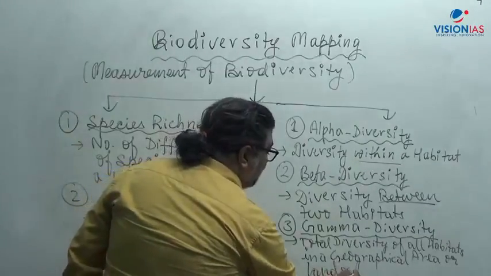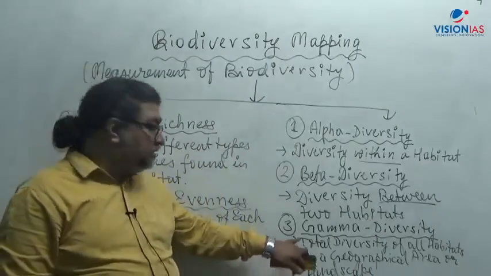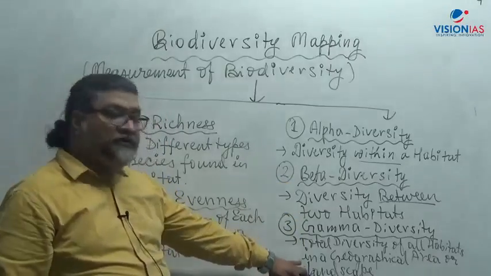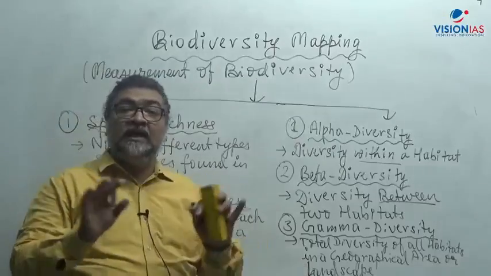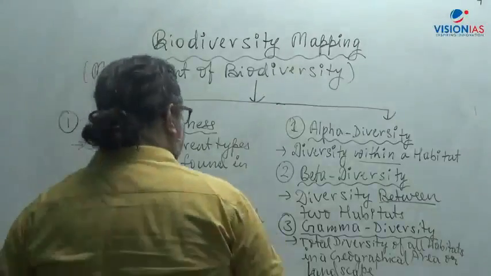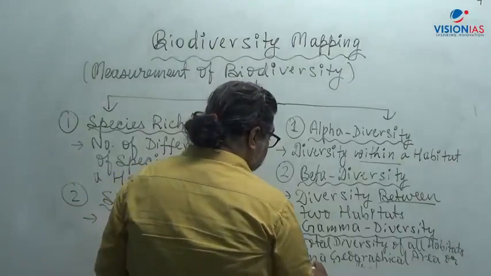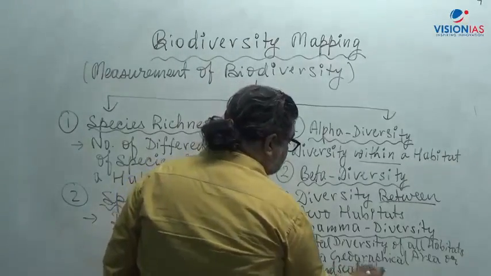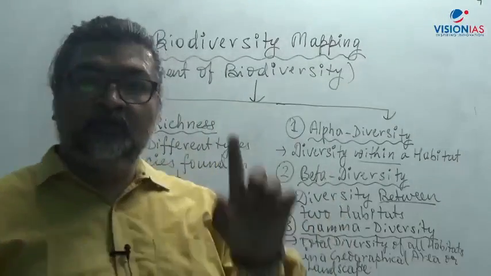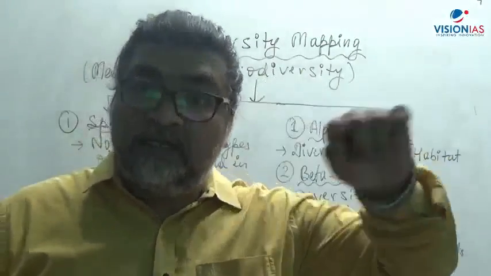The landscape can be a mountain, a coastal area, or an island. What is gamma diversity? That is the total diversity of all habitats. You take all the habitats in a geographical area or landscape. The last word, which you are not able to see, I'll read out: total diversity of all habitats in a geographical area or landscape.